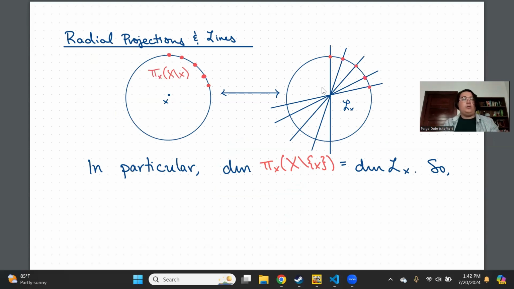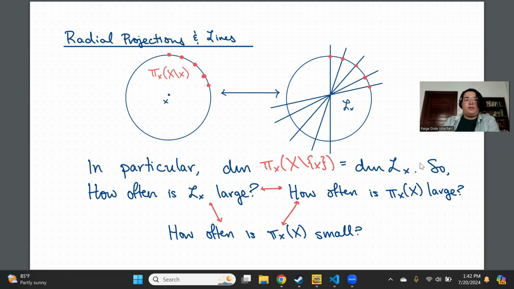In fact, one can check carefully, as Caleb and I do in our paper, that you can identify a set of points on the sphere with a set of lines that pass through those points on the sphere in the Grassmannian around it. And so, in fact, the dimension of the set of the radial projection is equal to the dimension of the set of lines for that point.